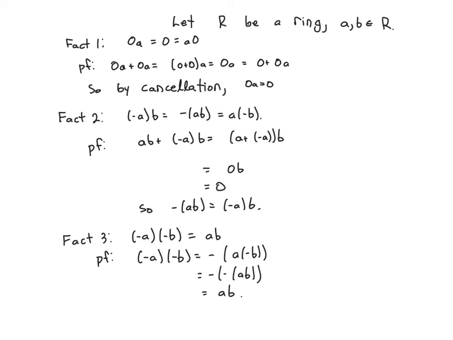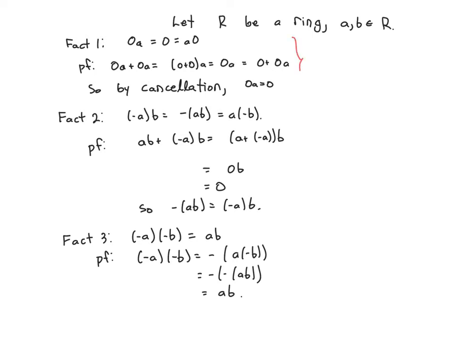Note that for one comment, the proof of the other multiplication rule is similar. You just put the zeros on the right instead and use right distributivity.